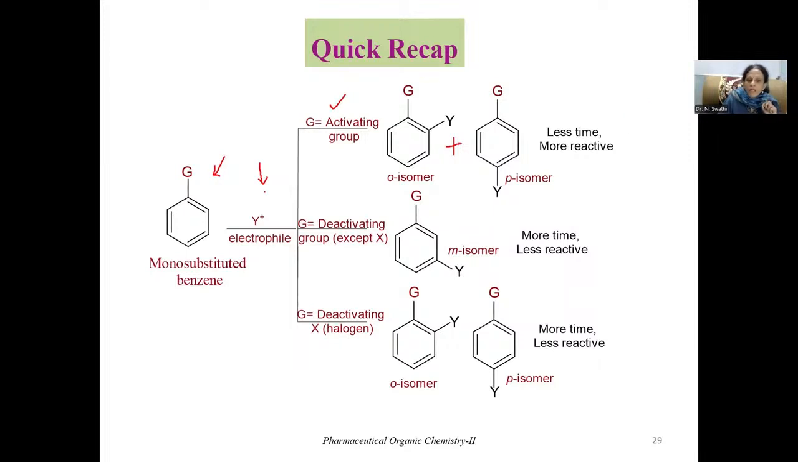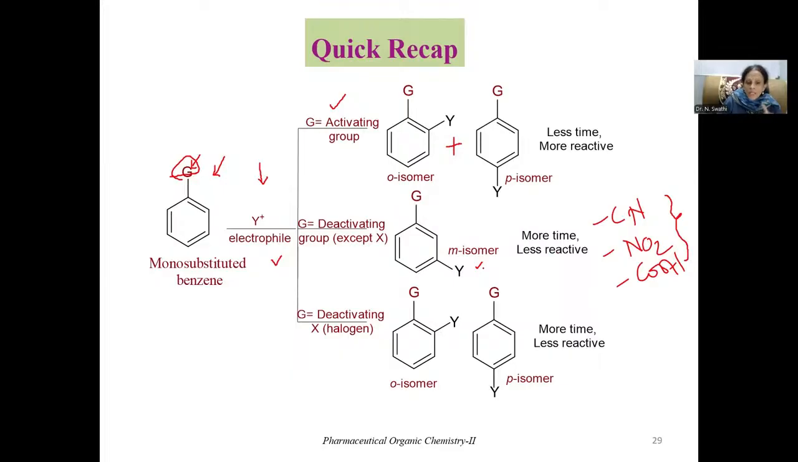Now, whenever the group already present on the benzene ring is a deactivating group, then for such a compound, if an electrophilic substitution reaction is attempted, predominant yield of the meta isomer is observed. This meta isomer formation occurs only when the group already present on the benzene ring system is a deactivating group. Again, there are different types of deactivating groups. Cyano is a deactivating group, nitro is a deactivating group, even the carboxylic group is a deactivating group. As long as the deactivating group belongs to this class, it gives the meta isomer.